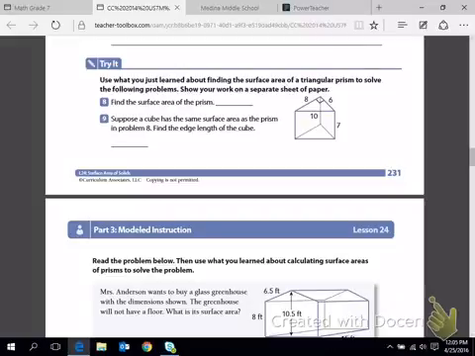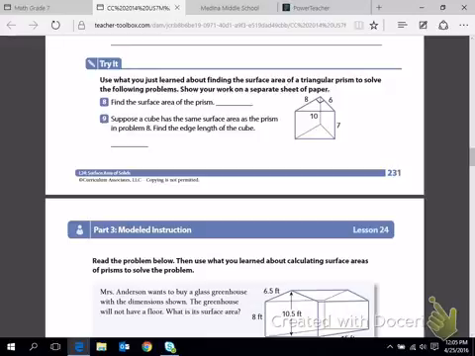Alright, as we continue to look at lesson 24, we're practicing finding surface area of a triangular prism. It says to use what you've just learned about finding the surface area of a triangular prism to solve the following problems. Show your work on a separate sheet of paper, but it's fine to work in the book for this problem. It tells you to find the surface area of the prism.